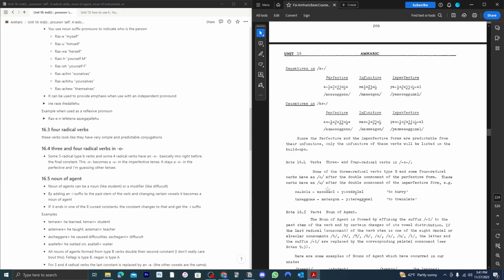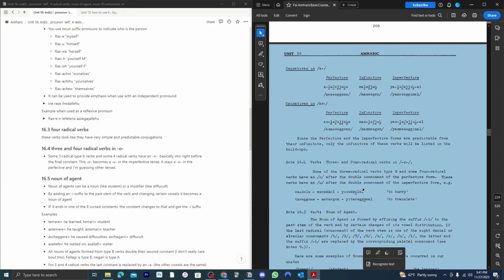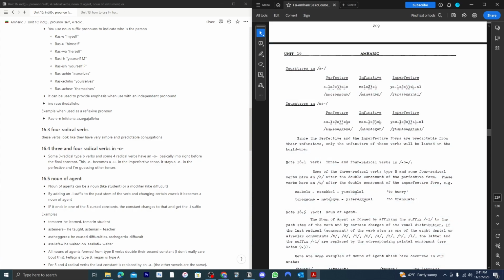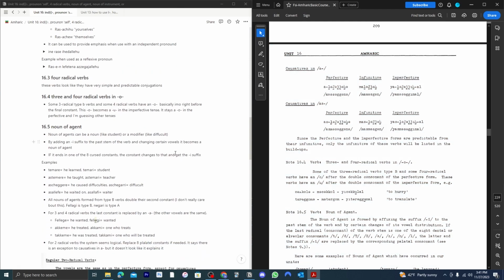I don't really care about that. The only thing I care about, I just mentioned because I want to be thorough with my explanations, but this O, the way I would interpret it is that in the imperfective, it's going to change into a U. Like yechekolal, yetergumal. If you see this O to a U change, that's just what it does for whatever reason. Yeah, I think that's basically the only thing I really take away from that.